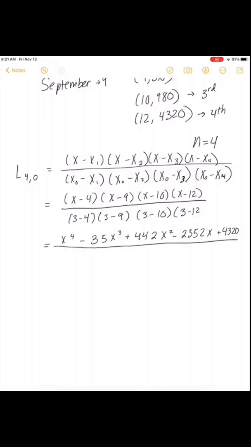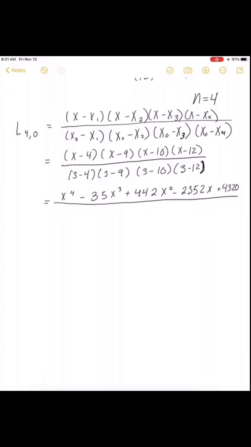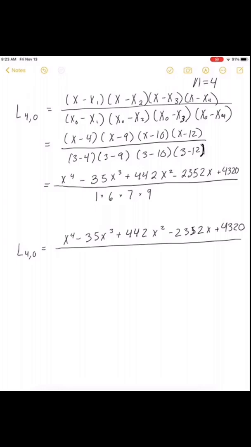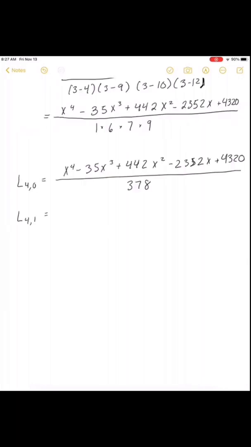And then on the bottom, we have 3 minus 4. Well, on the bottom, I look at this and the first thing I think is, okay, I'm going to have 4 negative numbers. So obviously, if I'm multiplying 4 negative numbers, it's going to become positive. So instead of writing down 3 minus 4 is -1 and so on, I'm just going to ignore the negatives because I know the whole thing will become positive. So we have 1 times 6 times 7 times 9. L40 equals the denominator of this becomes 378.